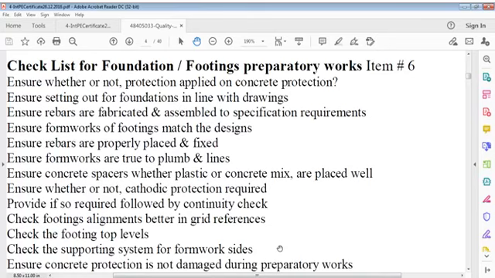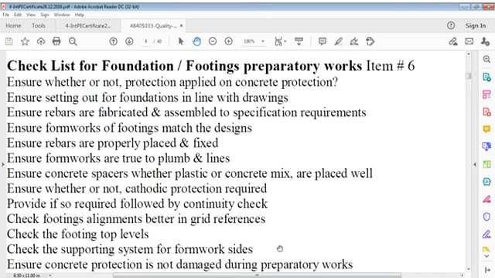Foundation, footings, preparatory works. As I explained before, temporary works, preparatory works, permanent works. Now we are talking of temporary as well as preparatory works. Say this is for foundation, footings. Whether or not protection is applied, or concrete protection, you know it now, that you have to see on the blinding concrete we have done.